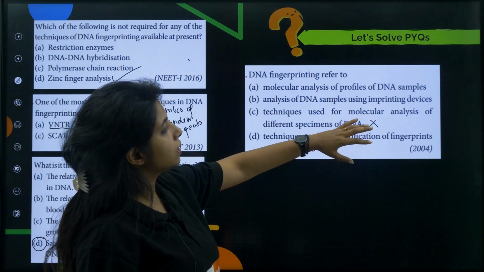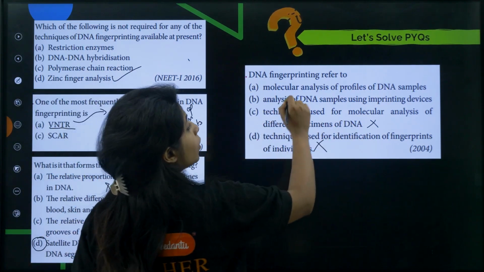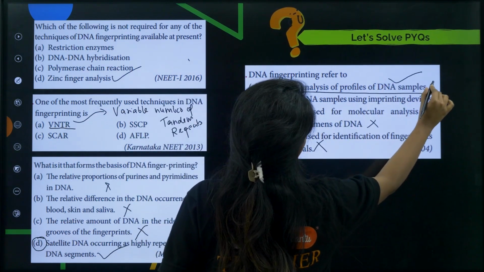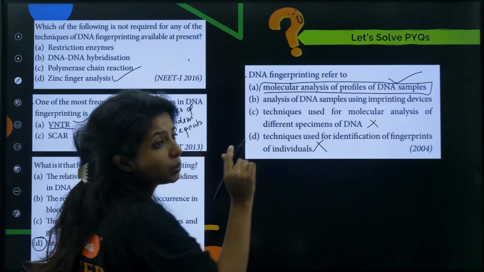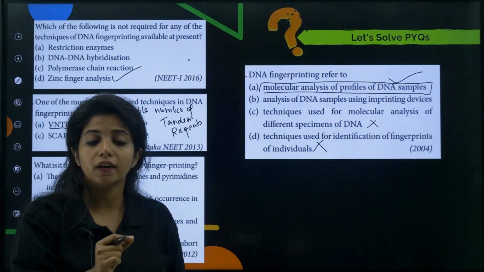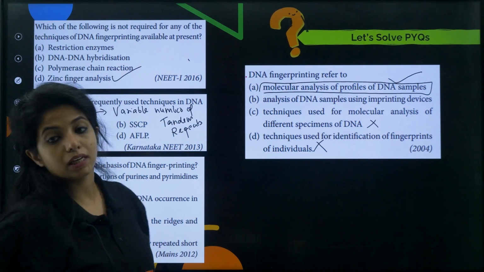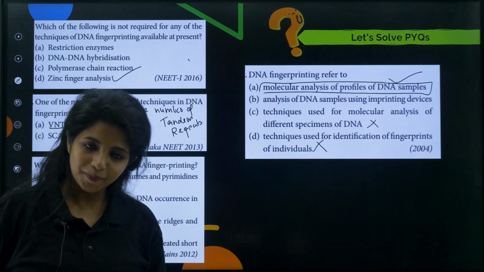Now, analysis of DNA samples using imprinting devices, no. Molecular analysis of profiles of DNA samples, this is the thing. So, you are analyzing the DNA strand from the molecular basis. You are looking at each nucleotide, the repetitive sequence, and then you are analyzing things. So, this is the correct answer for the same.